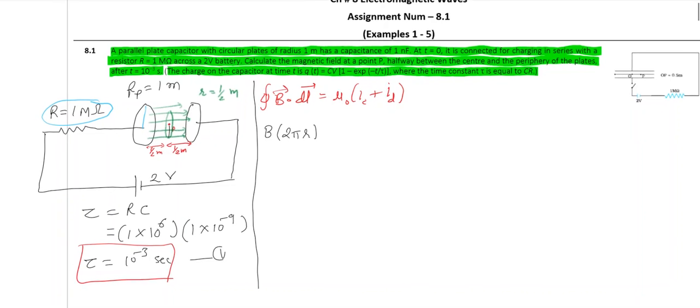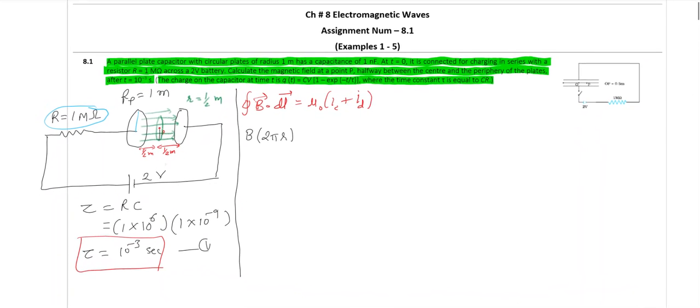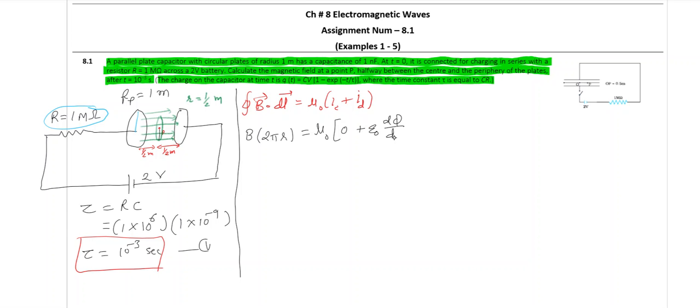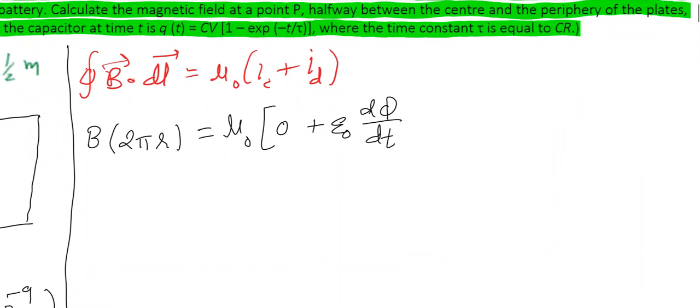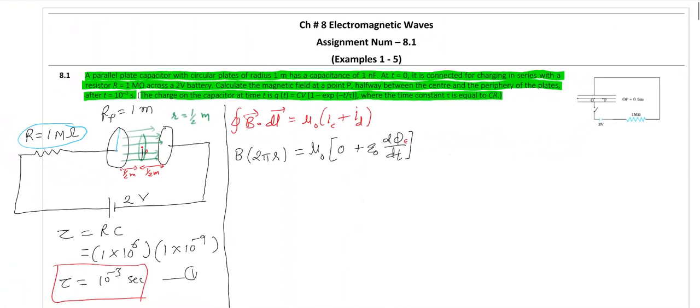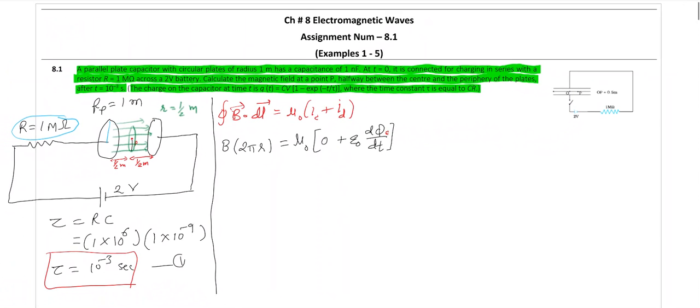Now how do we find ID? It is the displacement current. So on the other side, I take mu 0, IC is 0, and instead of ID we can take epsilon 0 d phi by dt. Which phi are we talking about? It is the electric flux. If we can somehow find d phi by dt, then we can solve this problem. Let us label this as equation 2 and look for d phi by dt.